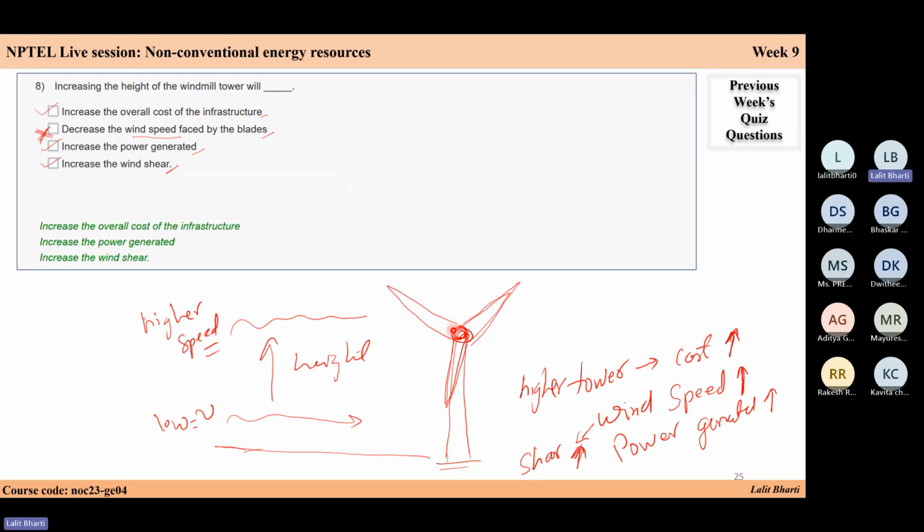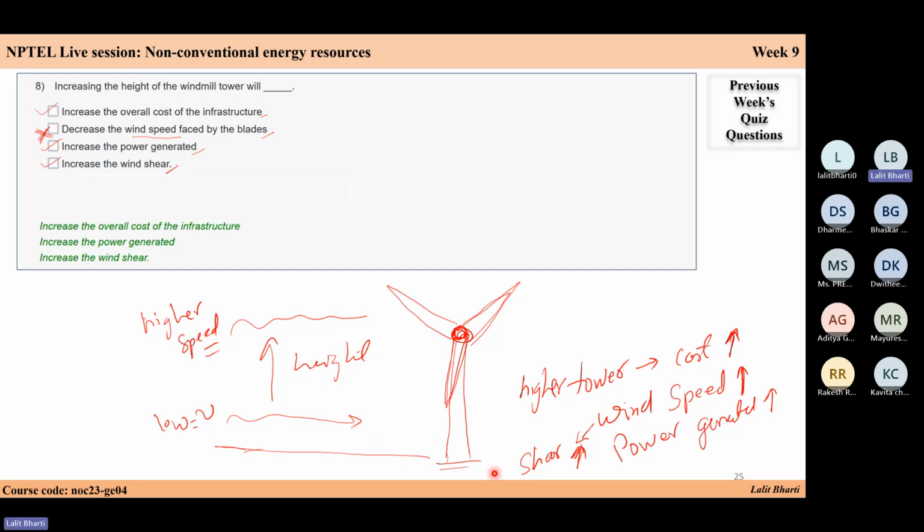So the options are: increase the overall cost of the infrastructure, decrease the wind speed faced by the blade, increase the power generated, increase the wind shear. So we know as we go higher, the size of your windmill and the size of the stand should also be higher. So that is why your overall cost of the infrastructure will increase.